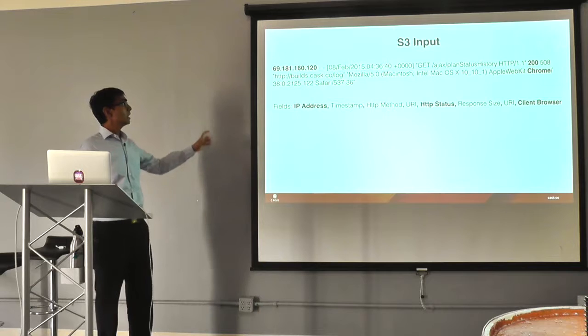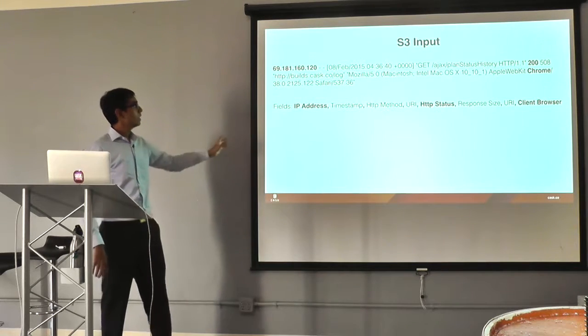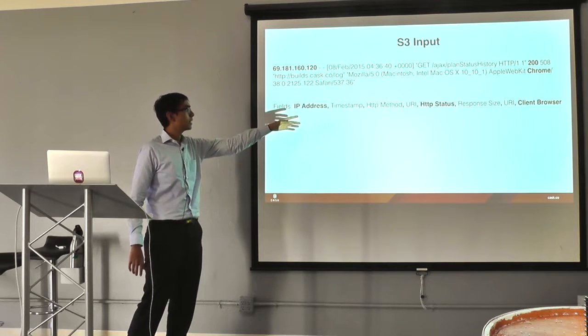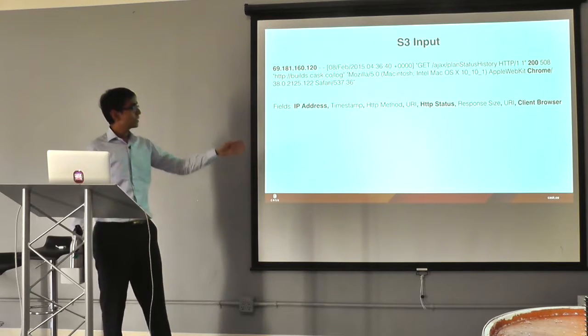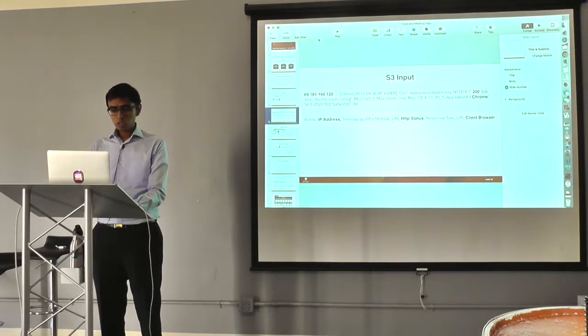To give you an idea, this web access log looks like this. This is just one single web access log, and the different fields represent the IP address, the HTTP response status, and then the client browser. So I'll switch to the demo.